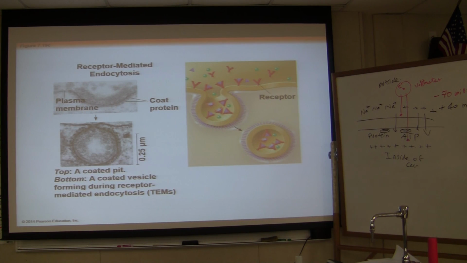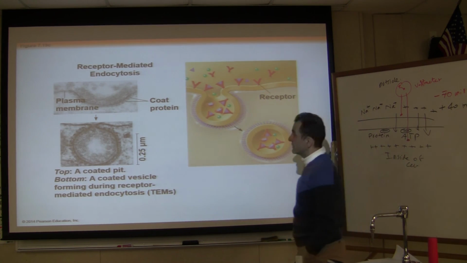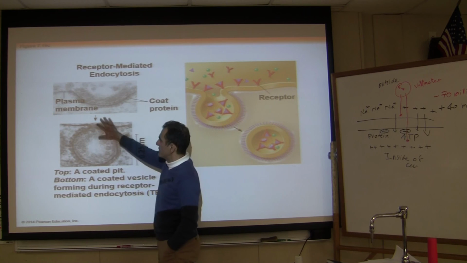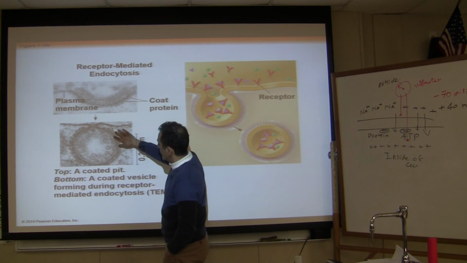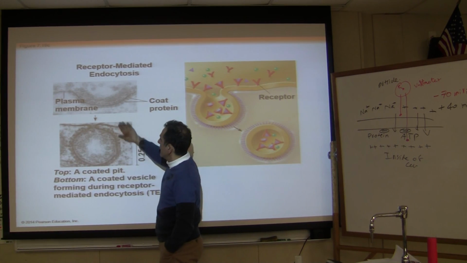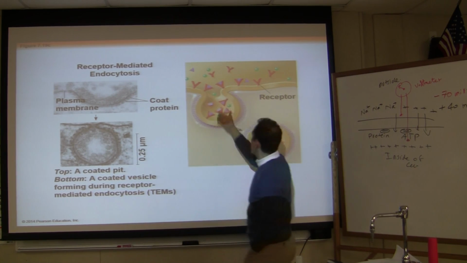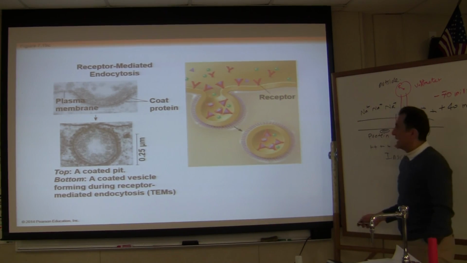Here is a transmission electron micrograph of receptor-mediated endocytosis, showing how the vesicle is formed. This is the beginning of it, and of course, they're showing you that this is happening.